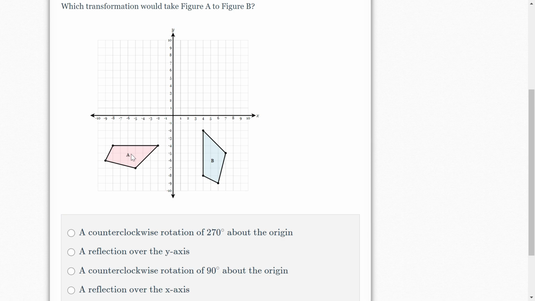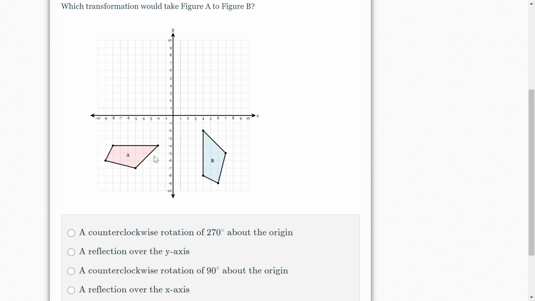So it's asking rotation from A to B. The first thing I should notice is that this is not a reflection. I've not flipped it, okay? It's clear that I've twisted this, okay? Now, the second thing, I need to figure out which direction did I twist it.